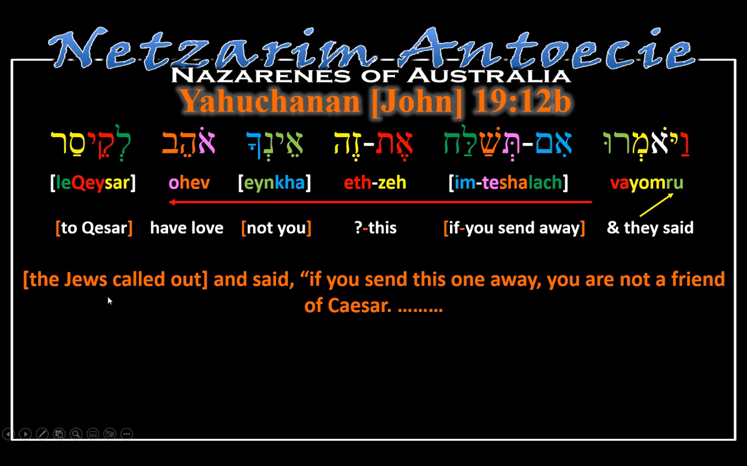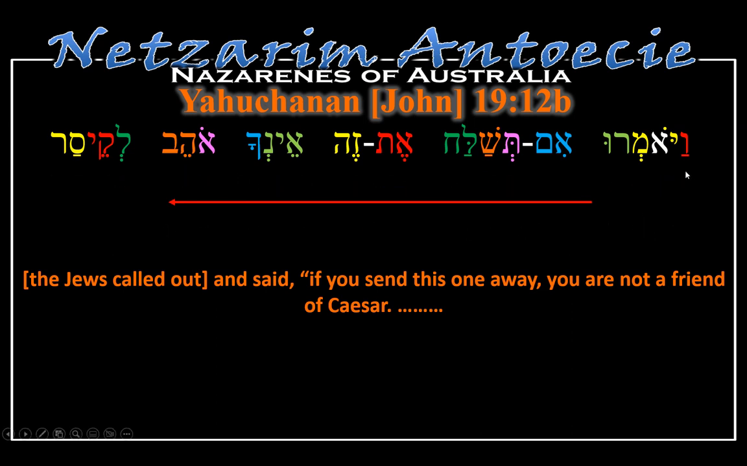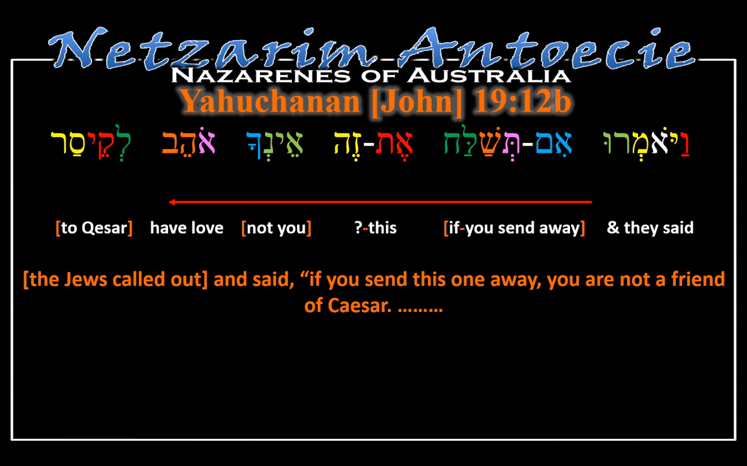The Jews called out and said, if you send this one away, you are not a friend of Caesar. And that's how the English often is. So now we read it. Vayomru im te shalach et ze ein ka ohev le Kesar. And they said, if you send away, grammar marker this, not you have love to Caesar.